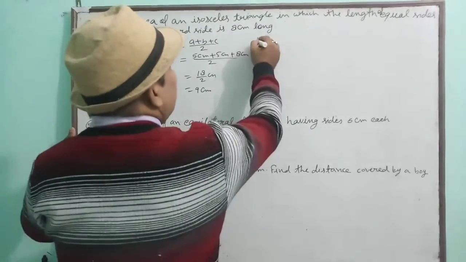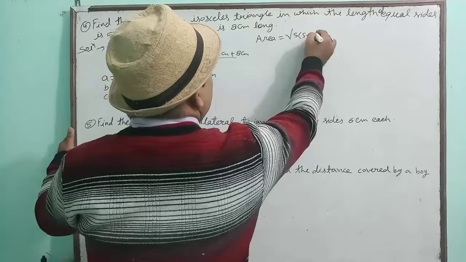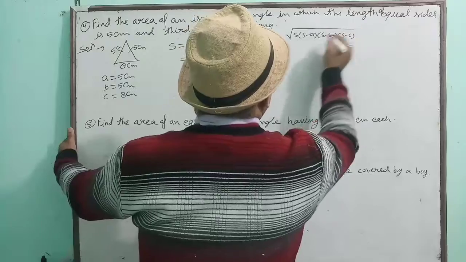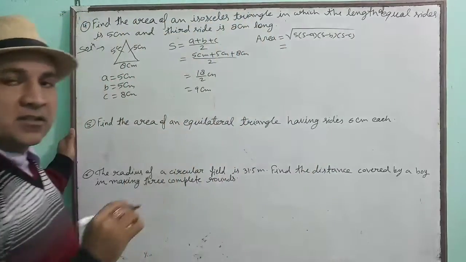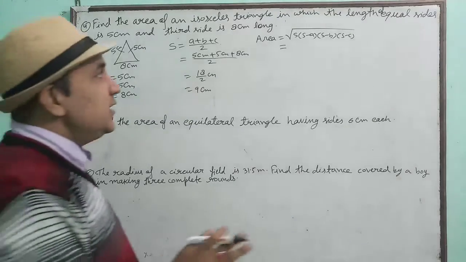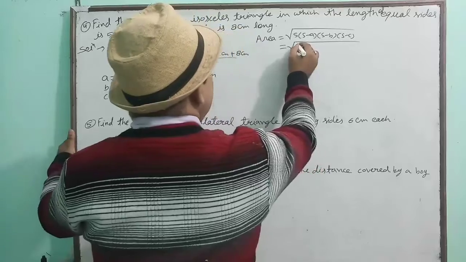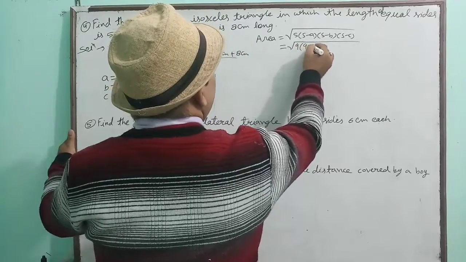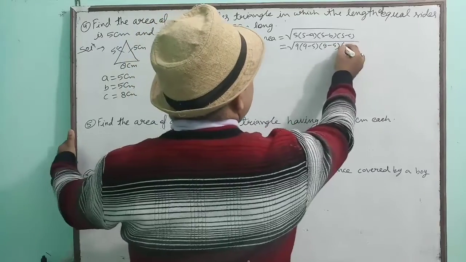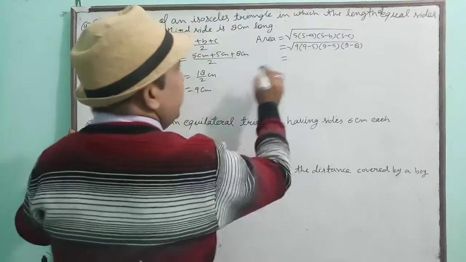Now the formula for area is square root of S into S minus A into S minus B into S minus C. This is called the Heron's formula. Okay. Now put the value and calculate it. Value of S is 9. S minus A is 9 minus 5. S minus B is 9 minus 5. S minus C is 9 minus 8.